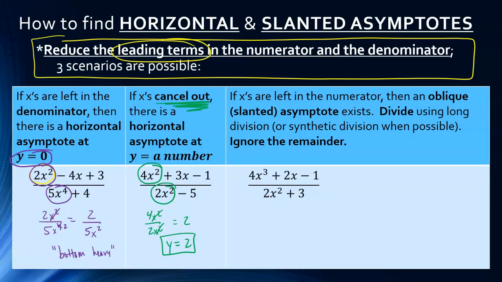And so this one again, they cancel out. So if that happens, you're left with just a number. So we would say it's y equals 2. Let's look at this last one. If x's are left over in the numerator, then we're going to have a slanted asymptote. And we're going to divide using long division or synthetic division, or we can even use the box method. Remember we talked about the box method earlier this chapter.